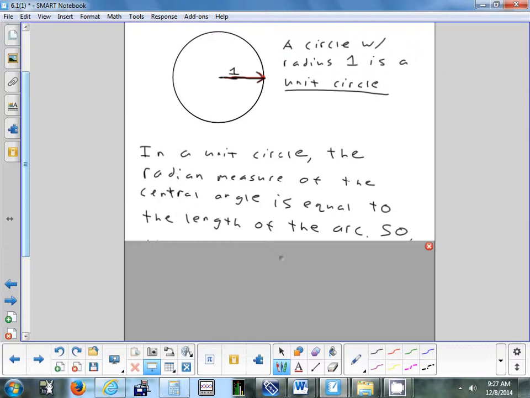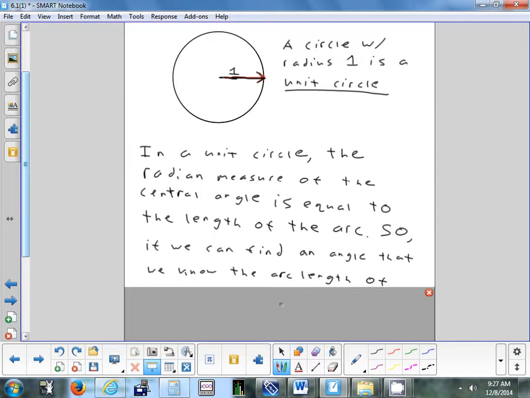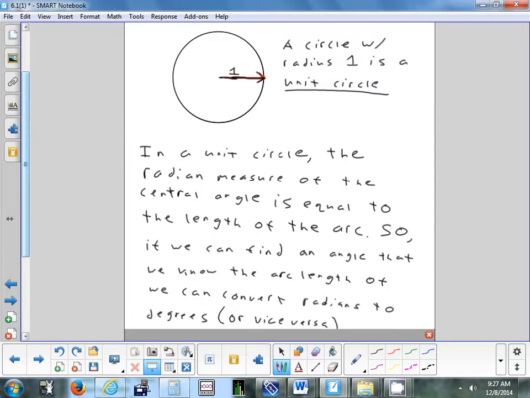So we have formulas for working with circles, specifically the circumference of a circle. All right? So in a unit circle, if you can find the measure of the intercepted arc, then you can automatically find the measure of the central angle. They come out the same. So what we need to do is somehow draw an angle in this picture that we know the intercepted arc length.